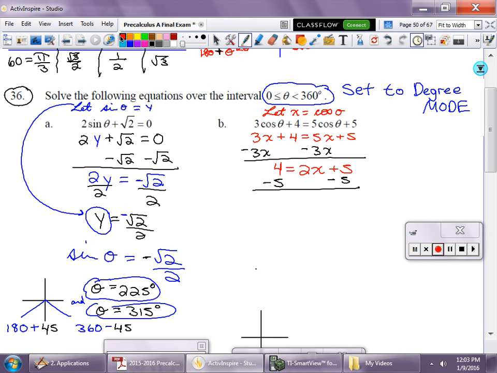And we get, left to right, negative 1 is equal to 2x. Divide by 2, both sides. And we get x is equal to negative 1/2.